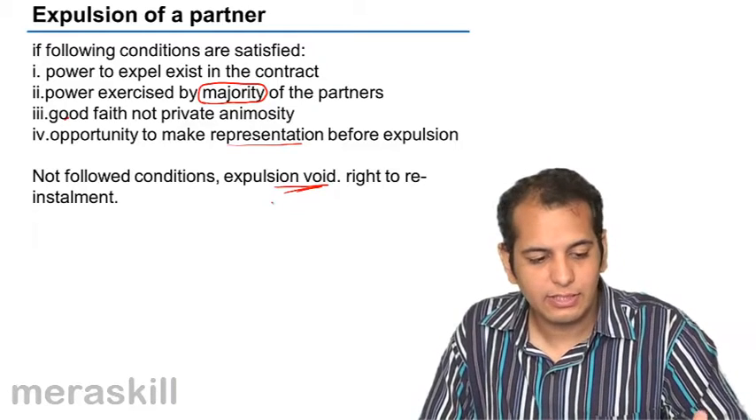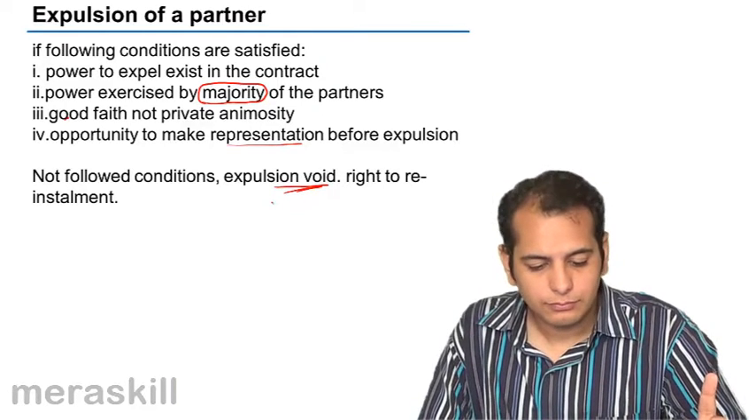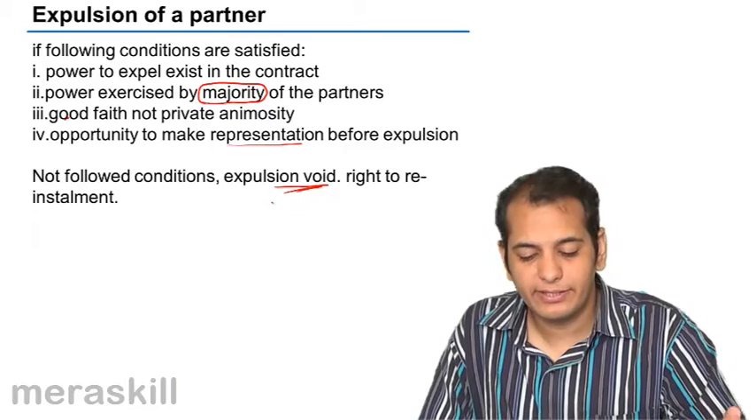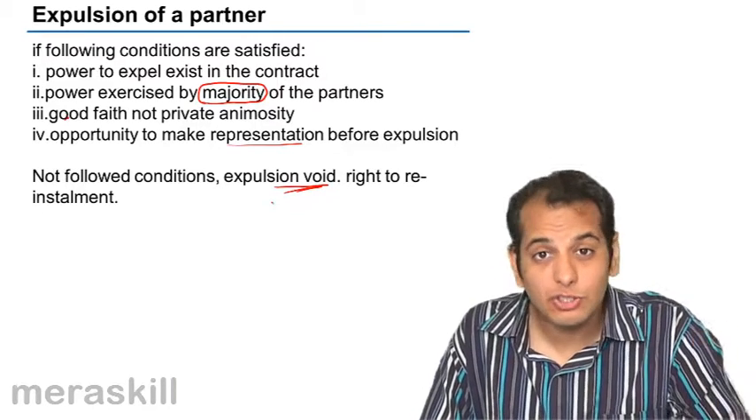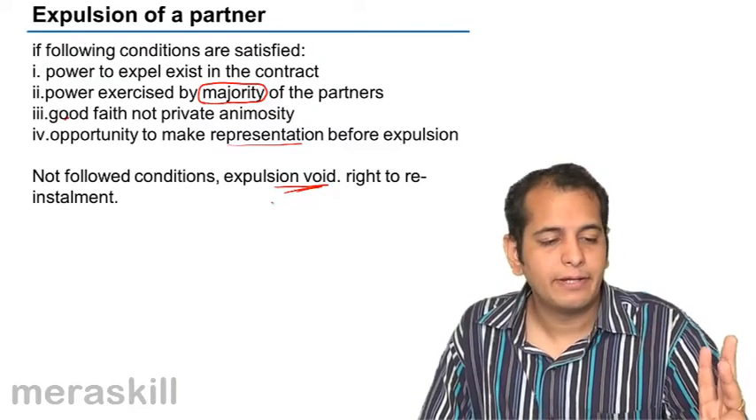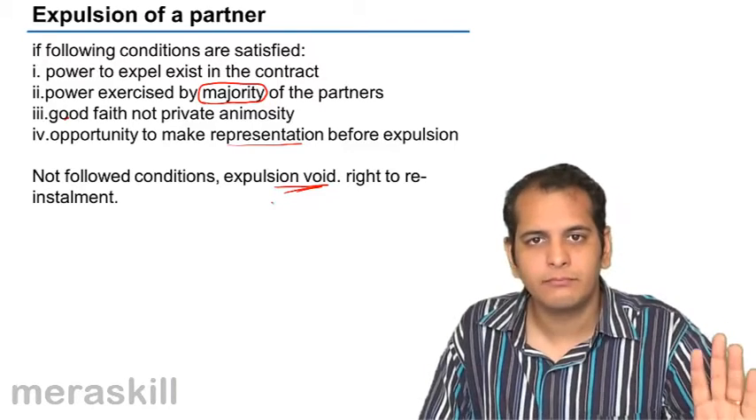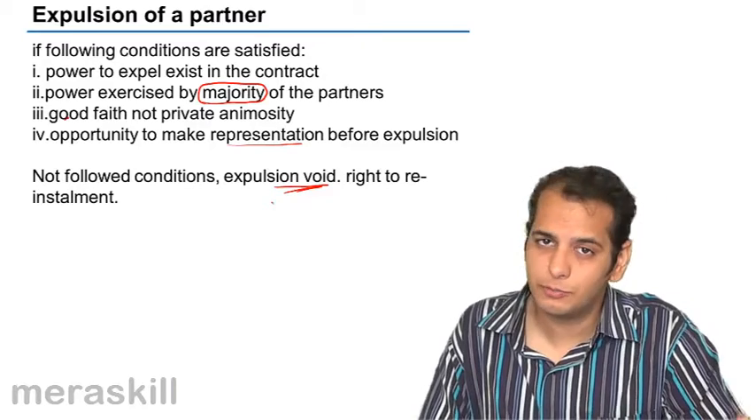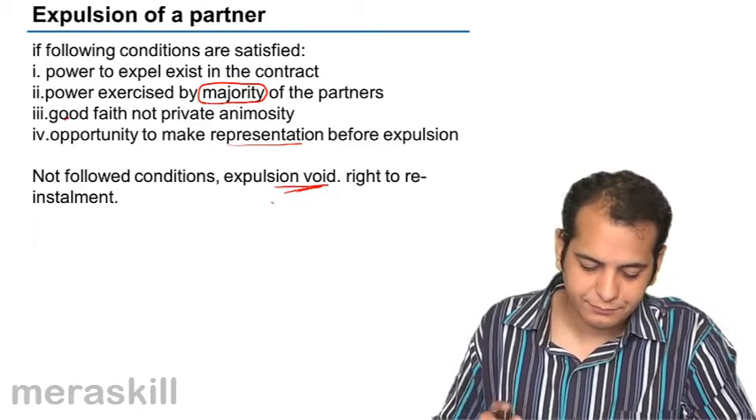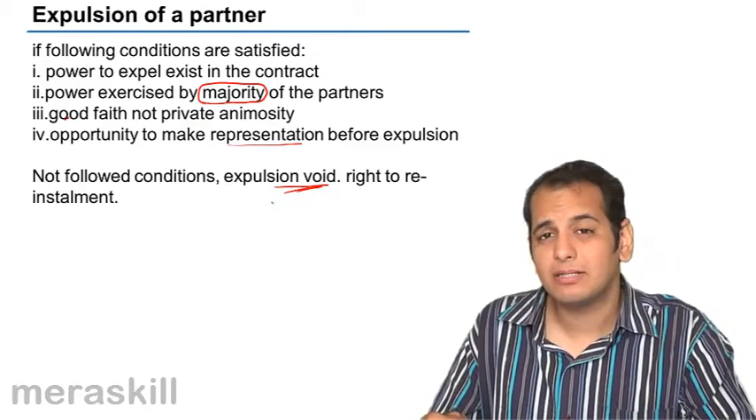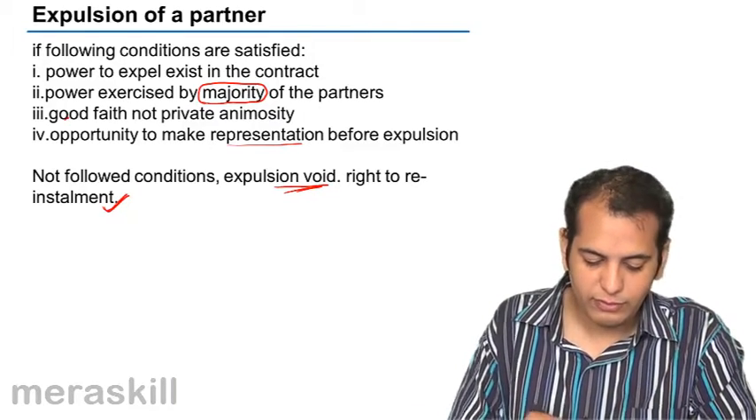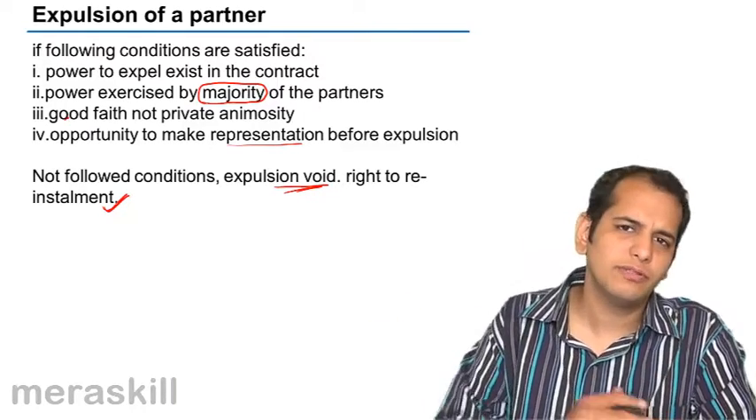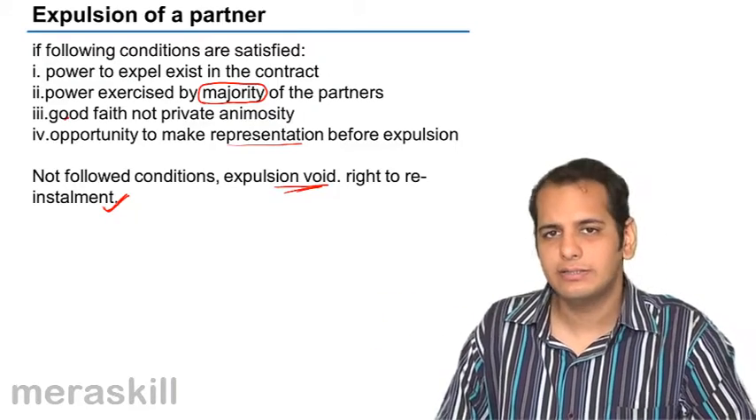So the conditions are: the power to expel should exist in the contract. It should be with the consent of the majority of the partners. It should be done in good faith, and an opportunity of being heard should be given to him. Okay. Once the partner is expelled, he always has the right of reinstatement. The partners can always agree and take him back.